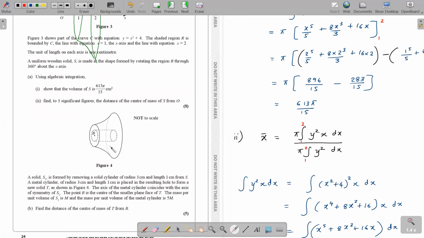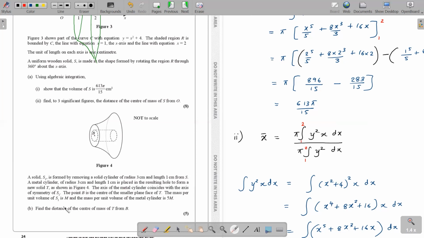They are removing the cylinder from this object, and they are inserting a new cylinder which is made out of a new substance. So the mass densities will be different because it's not made out of the same material. We can't take the mass ratios by using volumes. They say the axis of the metal cylinder coincides with the axis of symmetry of S1. As you can see, the cylinder is removed exactly symmetrically around the axis of symmetry. The point B is the center of the smaller plane face of T. They have marked it.